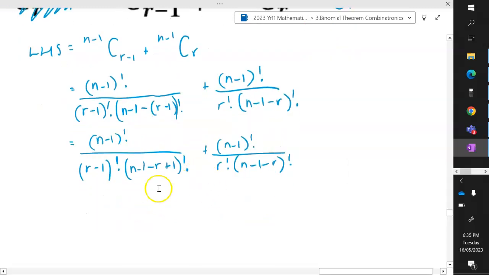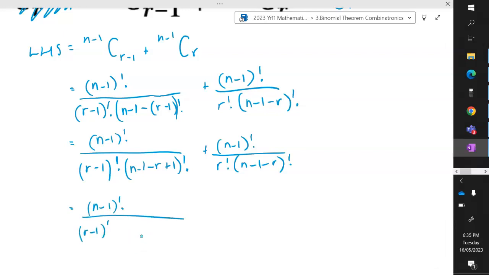So I'm basically just going to neaten this part up in here. Okay, so this is n minus 1 factorial on the top, r minus 1 factorial, and in these brackets the ones cancel out to be 0, and I've got n minus r in the brackets factorial, and my right hand side stays the same.